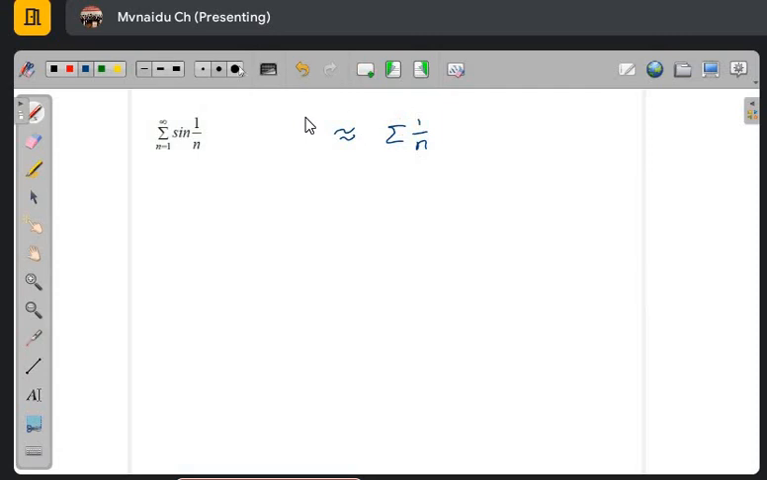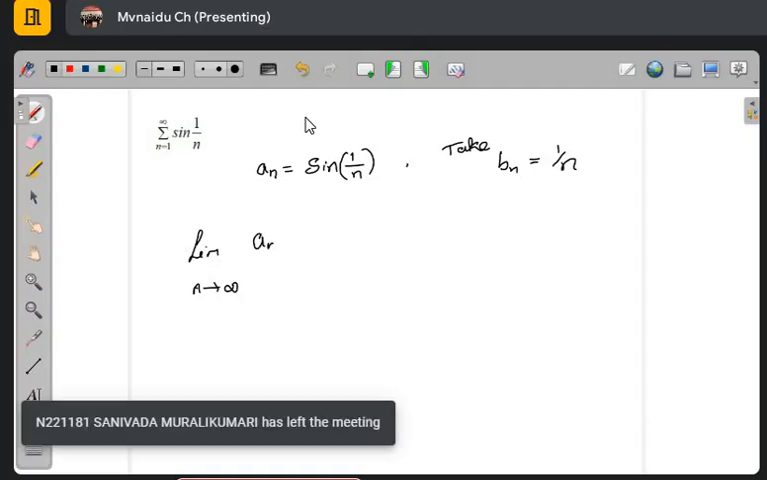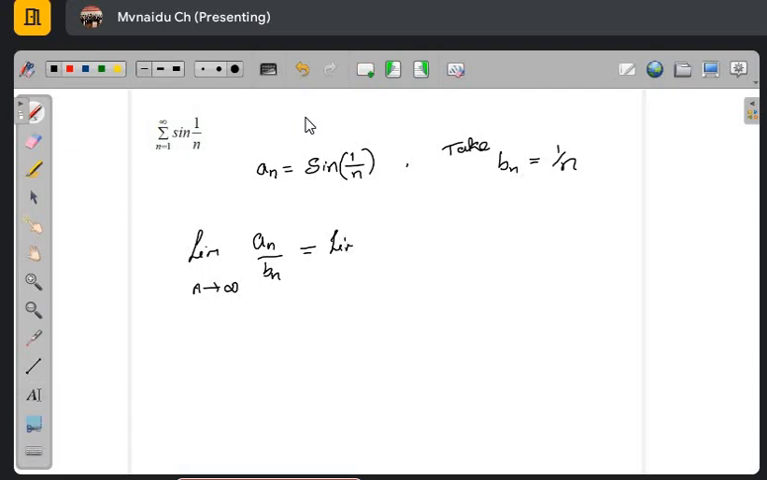Okay, so if you want to apply the limit comparison test, you just do one thing. You take an equal to the given series term, and you take bn equals 1 by n. Now what I'm going to do is take the limit as n goes to infinity of an over bn. So that's the limit as n goes to infinity of sine of 1 by n divided by 1 by n.